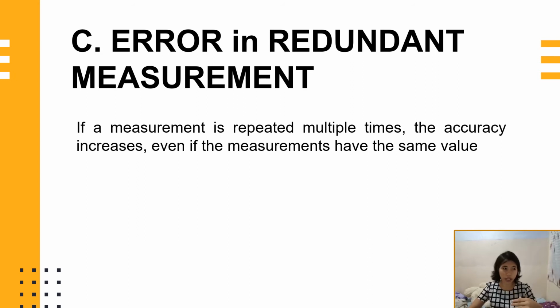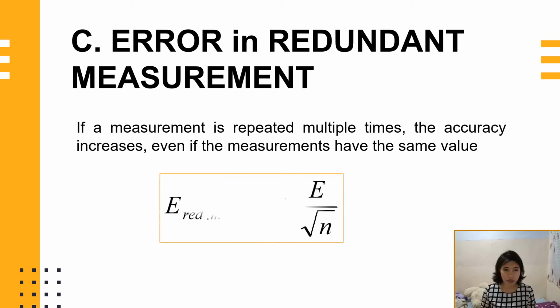So if you measure one angle 10 times, you just repeat the observation of the angle in one instant of observation. So the formula to be used is the error in redundant measurement, which is equal to plus minus the error attained in the redundant measurement over the square root of n, which is the number of observations. Okay, similar. So next one we have here.